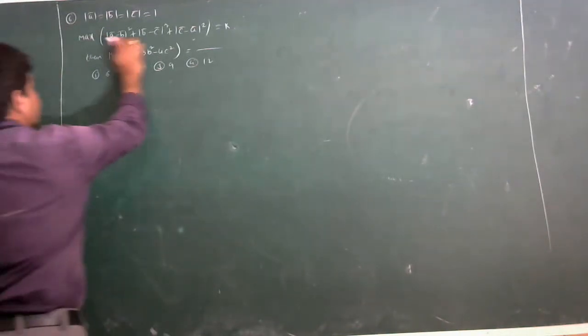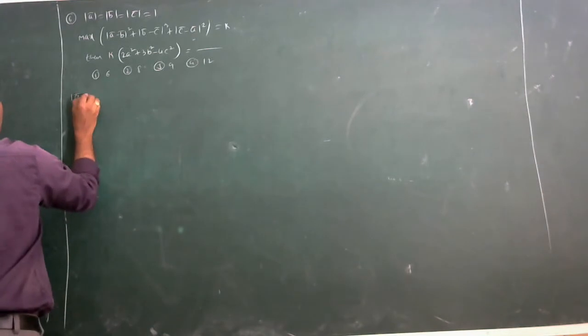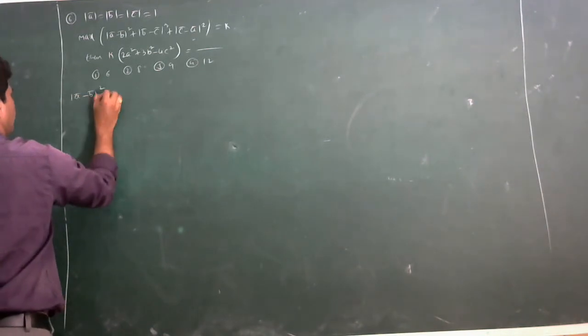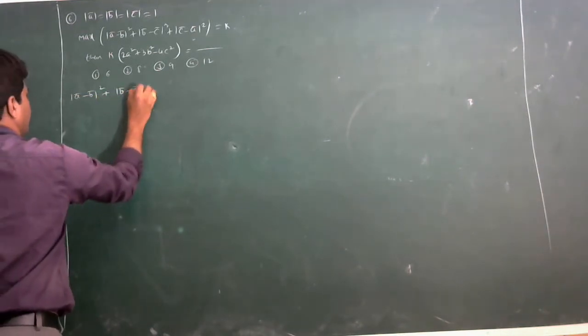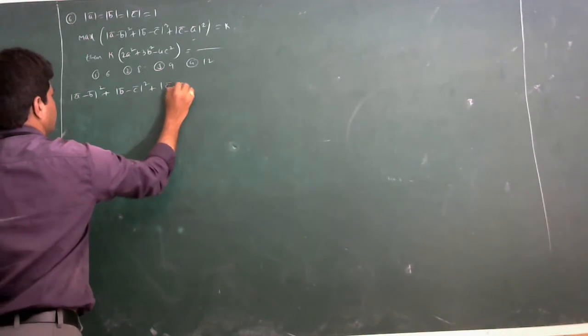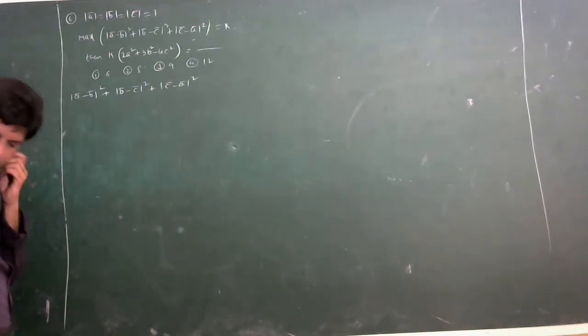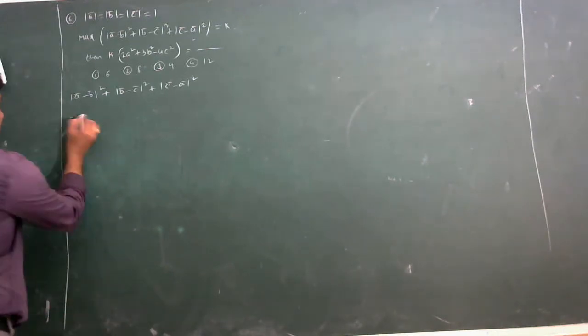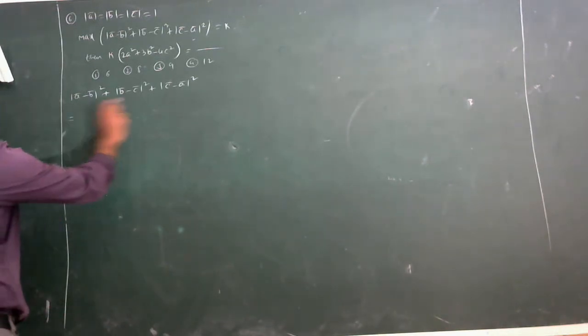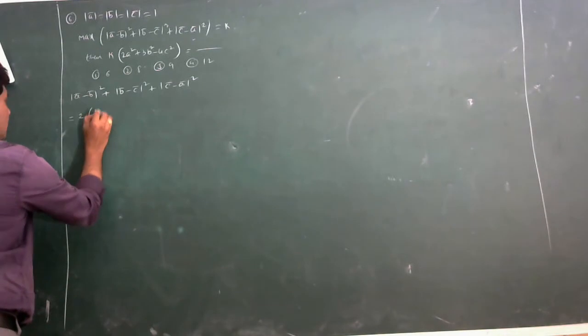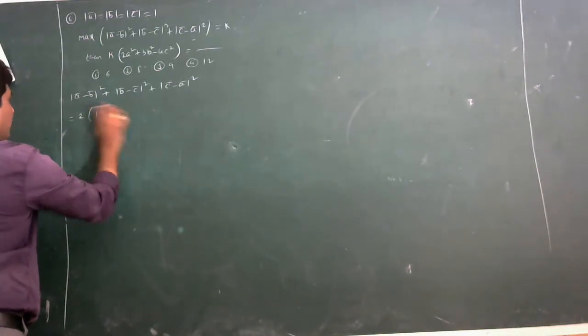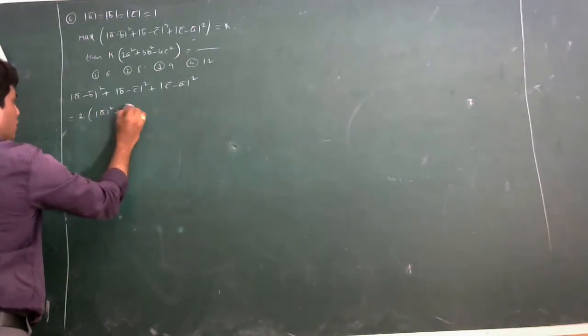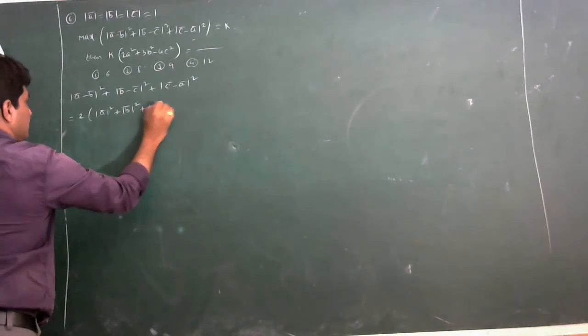First of all, let us consider this one: mod of A bar minus B bar whole square plus mod of B bar minus C bar whole square plus mod of C bar minus A bar whole square. Expand here, directly I am writing. Here you will get mod A square, here you will get mod A square. Take 2 common here. This is 2 into mod A square, 2 mod B square, 2 I have taken common, plus mod C square.